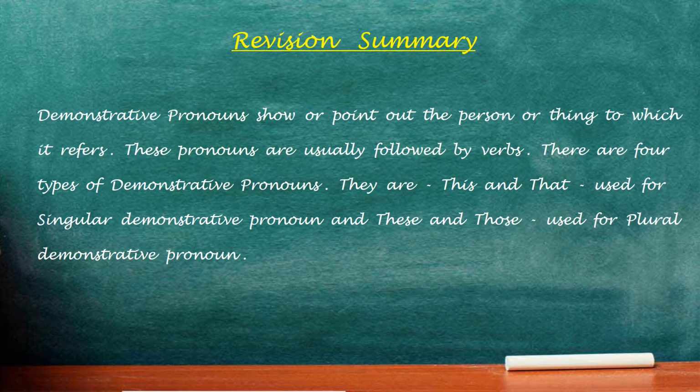The third type of pronoun is demonstrative pronoun, and they show or point out the person or thing to which it refers. These pronouns are usually followed by verbs. There are four types of demonstrative pronouns. They are this and that, used for singular demonstrative pronouns, and these and those, used for plural demonstrative pronouns. Now keep in mind that this, that, these and those, apart from using them as singular and plural pronouns, are also used to show whether the belonging or the thing or the person is near to you or really far from you.